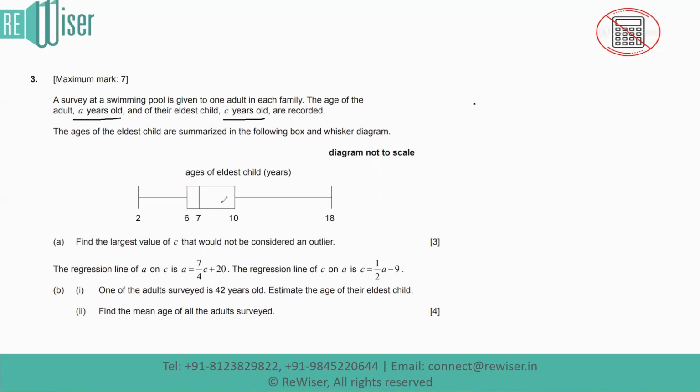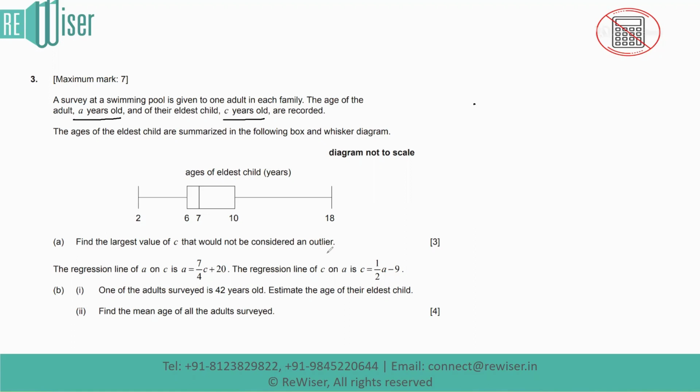This is the box and whisker diagram. Ages of the eldest child in terms of years. This is like 2 years, 6 years, 7 years, 10, and 18. Now find the largest value of C that would not be considered as an outlier.